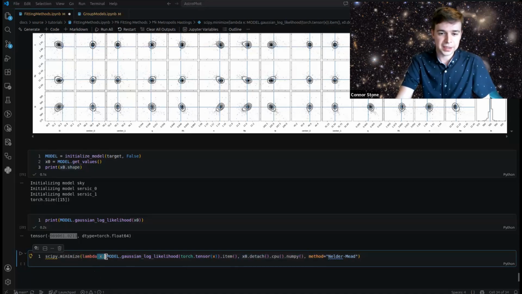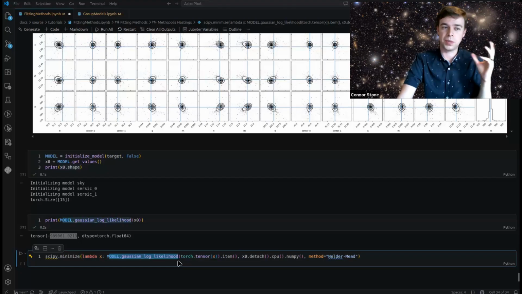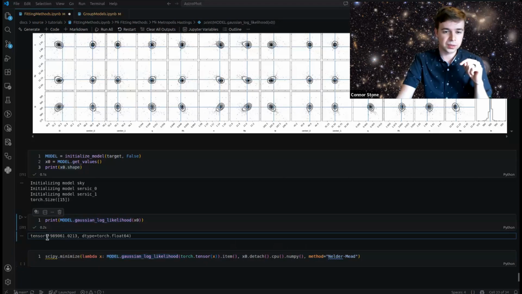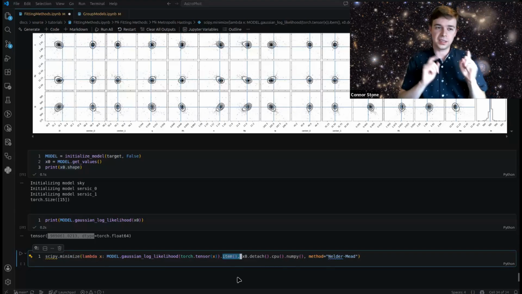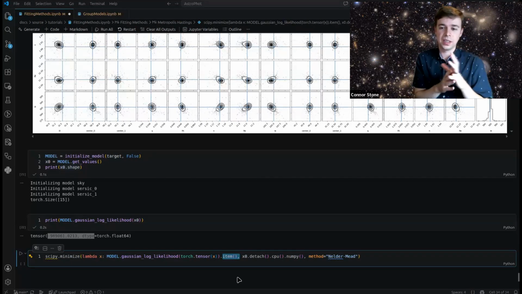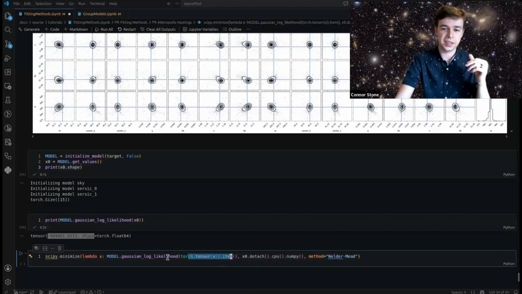SciPy minimize is going to pass in some vector x, which is going to be the current set of parameters it wants to test out. We convert those parameters into a torch tensor, and so now PyTorch is perfectly happy to run this Gaussian log likelihood. And once it returns, the likelihood is just a single number, just like this. So we can call .item on that, and item just basically returns a single number. If you're going to do a vectorized version, then you'll need to do detach, CPU, numpy in order to get that full vector of different likelihoods out. That would be relevant if you were running an MCMC algorithm with multiple chains. You can vectorize it and then detach that at the end.